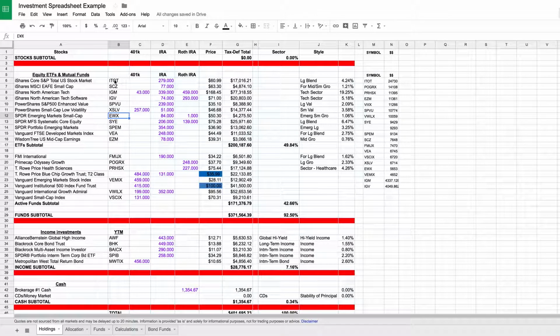These are real securities. In column B, these are actual ETFs, mutual funds, what have you. But the 401k, IRA, Roth IRA, the number of shares, which is represented in purple, those are all fictitious. Those are not my actual holdings. The column F, the price of the underlying equity, this is true.